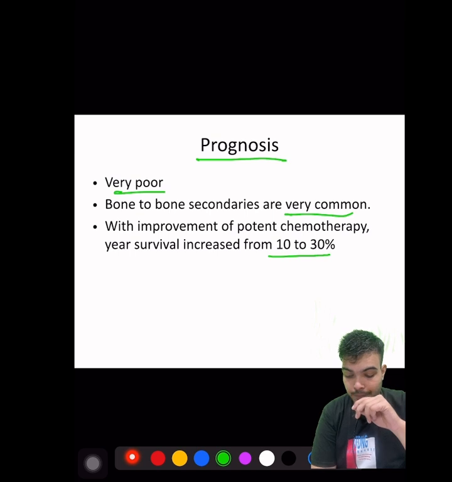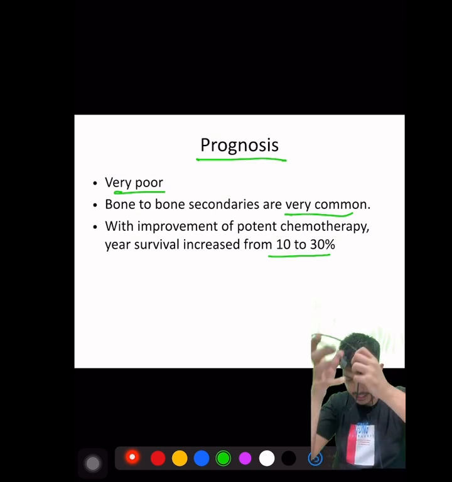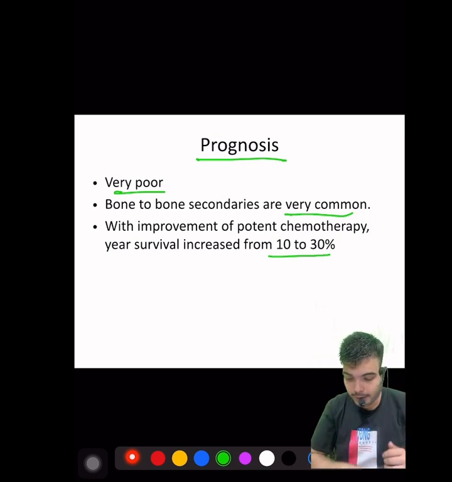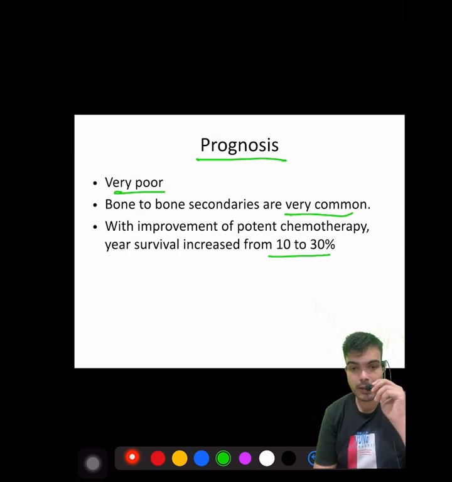So when aspirated, the pus comes out, but it's not pus. It's actually a tumor. And onion peel appearance is seen in radiology. In biopsy, you will see small blue round cells, which are known as pseudorosettes, and it resembles lymphocytes.